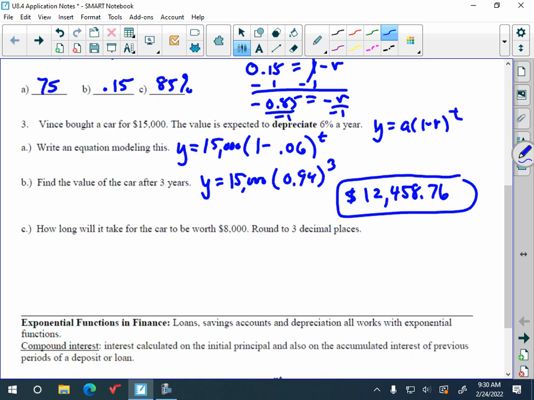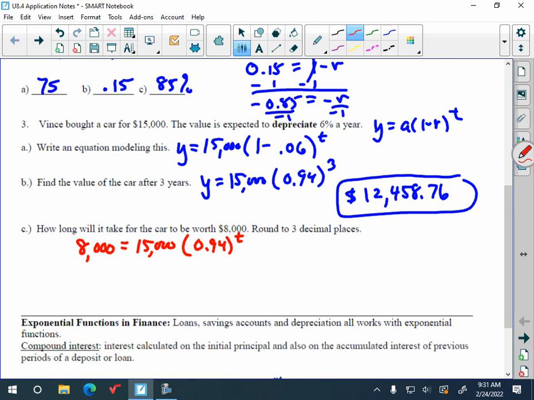All right, so now 8,000 is our ending amount. So that's going to be the y. So we're going to take our equation, basically this one right here. Now we have a value we can plug in here, and we're trying to find out how long it's going to take. So now we're going to solve for t. So we start with 8,000 equals 15,000 times, I'll just use 0.94 because it's just easier, to the t power. So there's our formula. Now we're going to solve this for t.